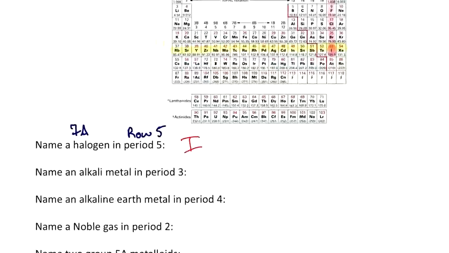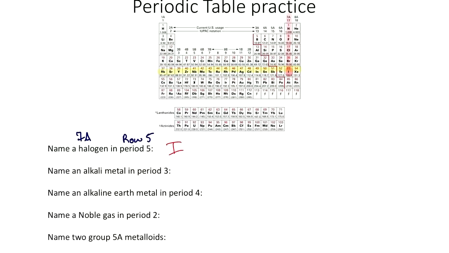All right, next, let's name an alkali metal in period 3. So row 3 we are looking at now, all right? But alkali metal implies what group? That's the common name. This is 1A. An alkali metal is the 1A, so the first column. So what element is this? Sodium, yeah, so this is Na. Sodium has one of the weird element symbols.